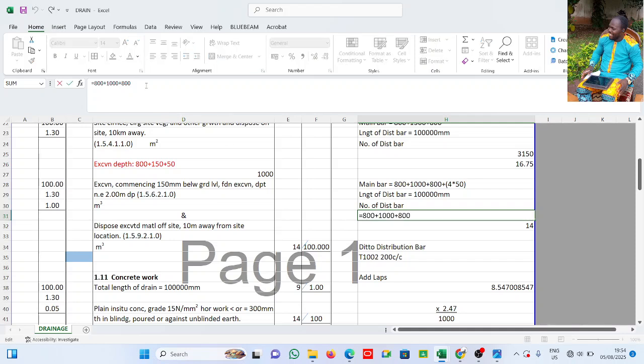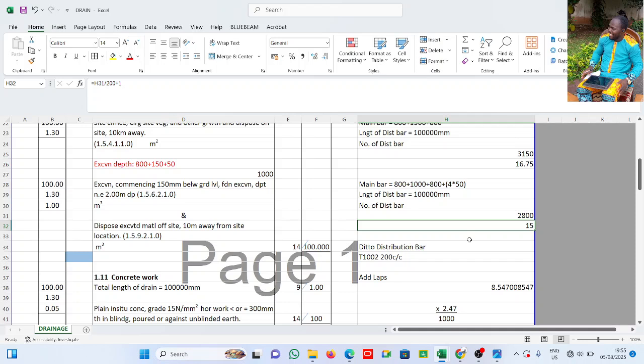So I'll include this here, plus 50 times 4. That gives me 2800 divided by 15. I'll have 15 numbers on it. Yes, so that is it.